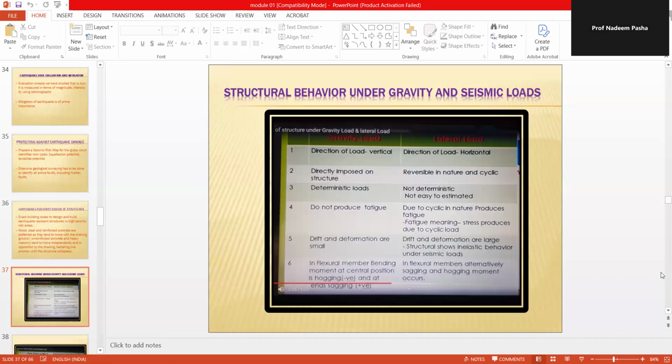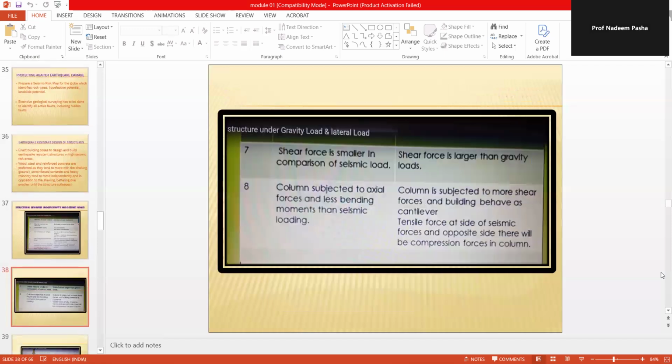In flexural members under gravity load, the bending moment at the central position is sagging and at the ends it is hogging, negative. Under seismic load, alternately sagging and hogging moments occur. In gravity load, shear force is smaller in comparison to seismic load. Shear force is larger under seismic load. Column is subjected to axial forces and less bending moment than under seismic load. Under seismic load, column is subjected to more shear forces and the building behaves as a cantilever. Tensile force develops at the side of the seismic force and on the opposite side there will be compression force in the column.